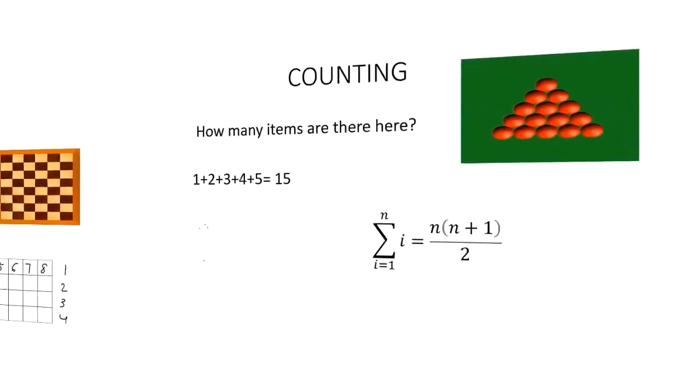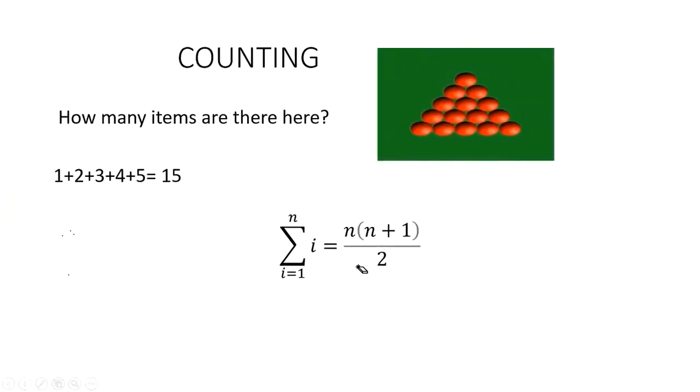Now look at this problem. Here the question is, how many balls are there? The first row contains 1 ball, the second row contains 2 balls, third row 3 balls, fourth row 4 balls and fifth row 5 balls. So the total number of balls is going to be 1 plus 2 plus 3 plus 4 plus 5. If you want to count, 1 plus 2 is 3, 3 plus 3 is 6, plus 4 is 10, plus 5 is 15.